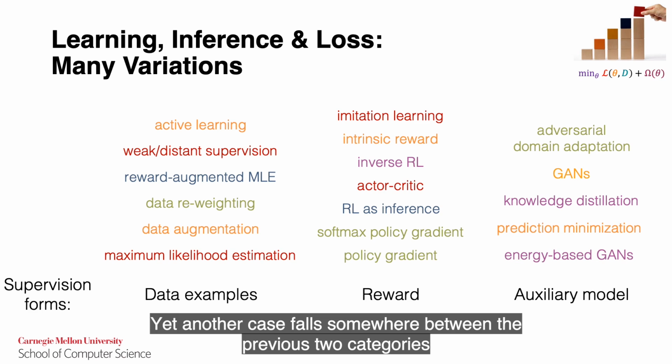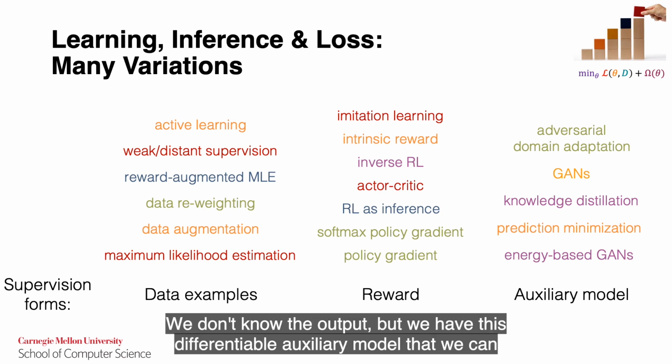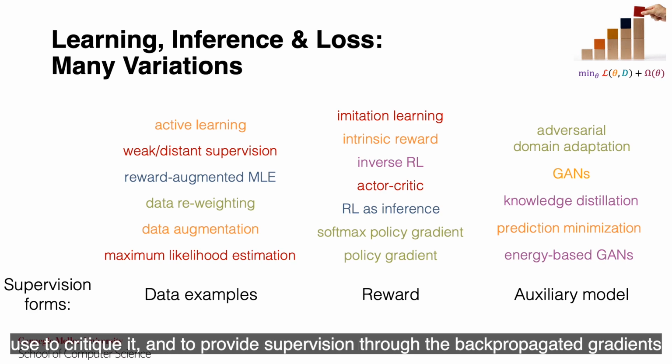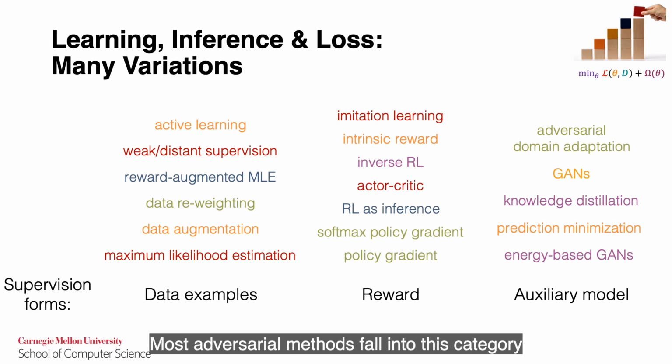Yet another case falls somewhere between the previous two categories. We don't know the output, but we have this differentiable auxiliary model that we can use to critique it and to provide supervision through the backpropagated gradients. Most adversarial methods fall into this category.